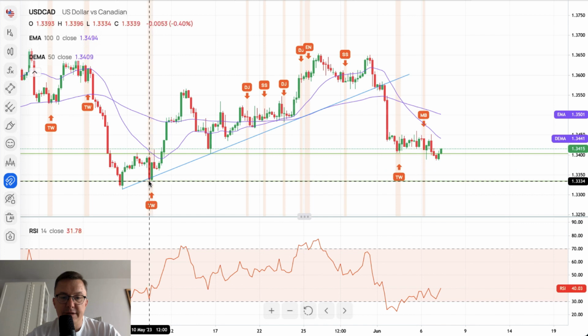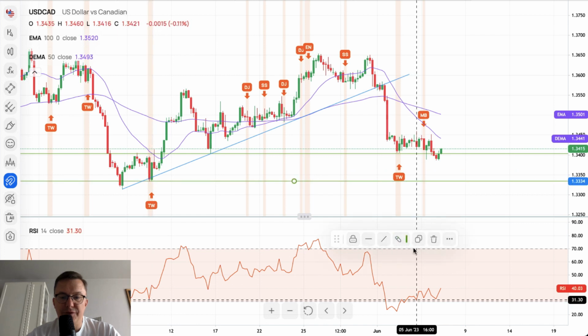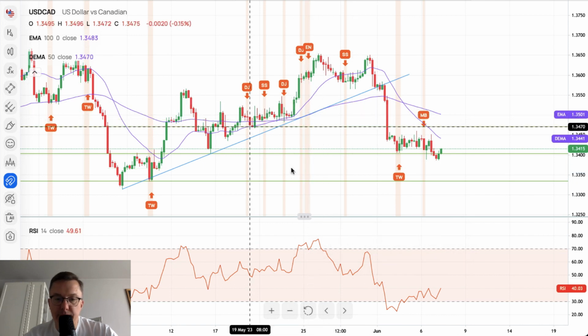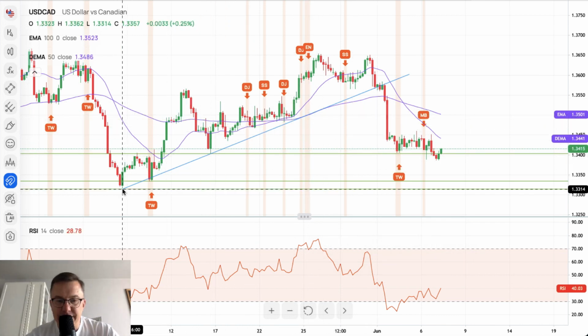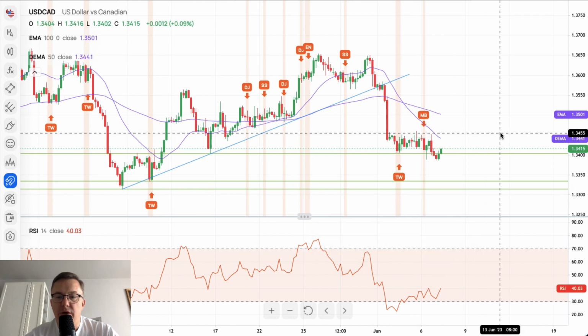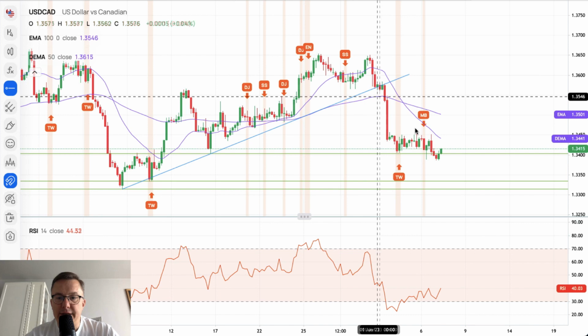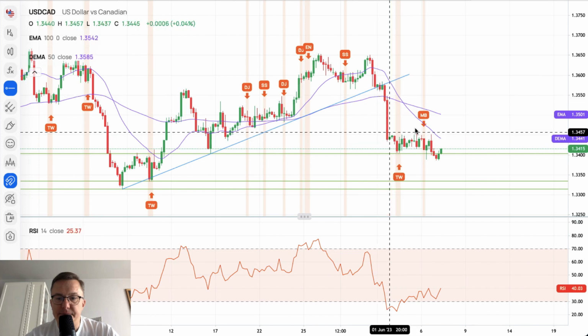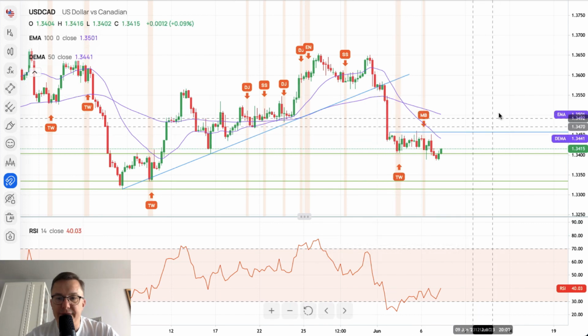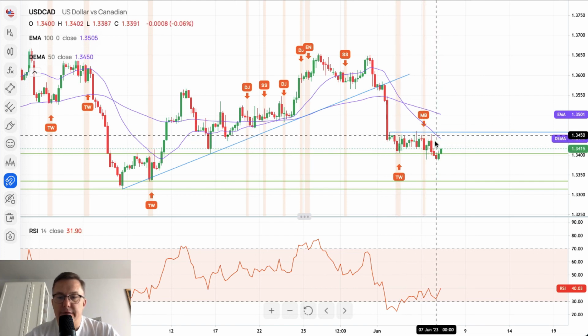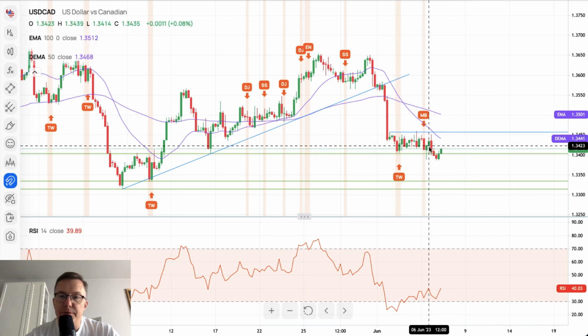Nevertheless, there is the technical support at 1.3334 and one more technical support, the key technical support and the swing low from the May 8th, and this level is at 1.3313. So for now we can clearly see there is some sort of technical resistance here. 1.3457 is the technical resistance and the zone, the trailing zone upper boundary.